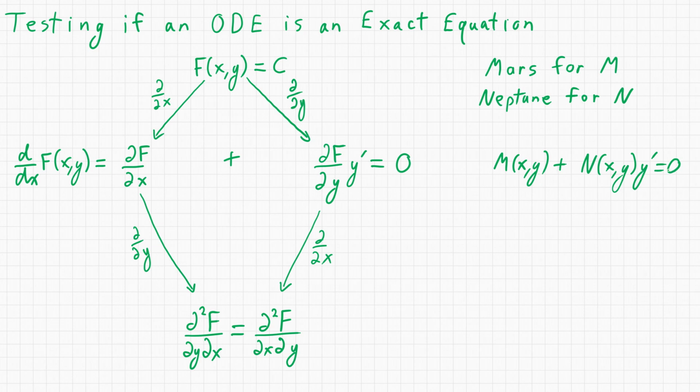All right, so this is Mars of x comma y plus Neptune of x comma y prime equals 0. So a test that you can perform if you want to know if f exists is, this is really partial f partial x if it exists. So I want to test.